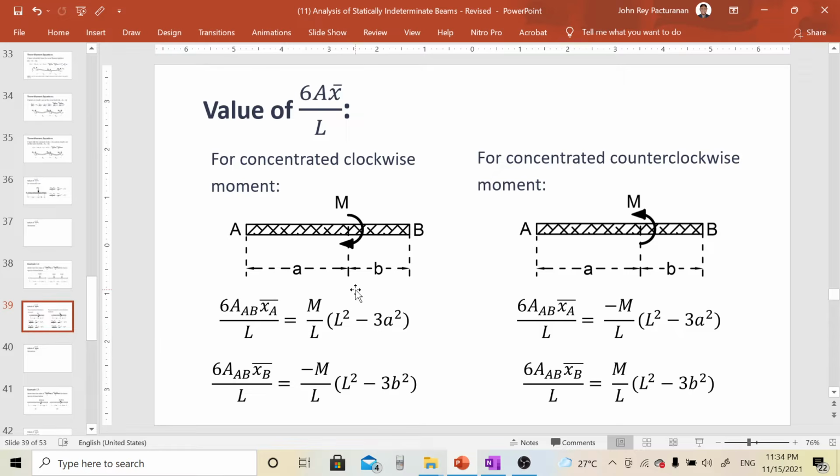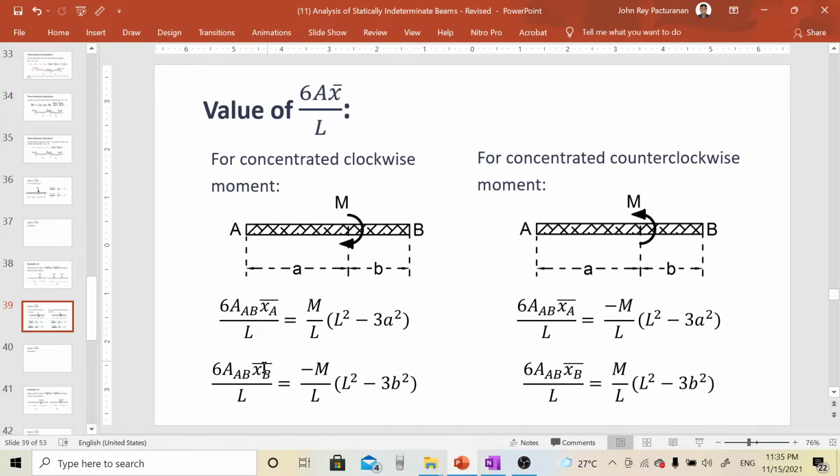Let's proceed to the concentrated moments. So dito class, the value of that, kung ang kino-consider natin is a clockwise moment, yung value ng 6AAB, centroid ng A over L, is equal to M over L ng L squared minus 3A squared.